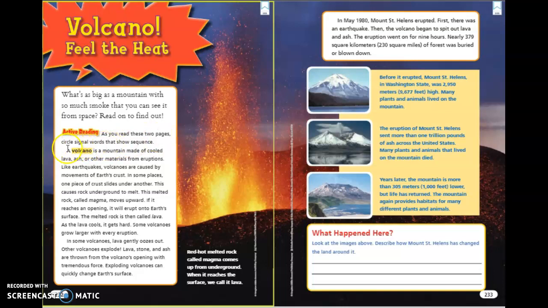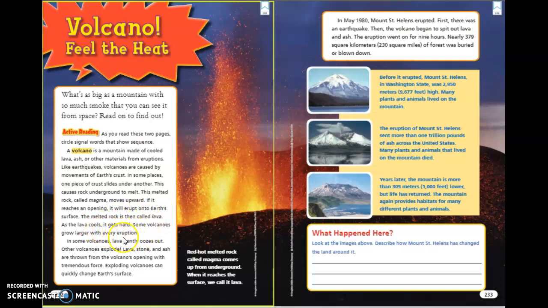Oh, here we go. We're going to start reading. A volcano is a mountain made of cooled lava, ash, or other materials from eruptions. Like earthquakes, volcanoes are caused by movements of Earth's crust. In some places, one piece of crust slides under another. This causes rock underground to melt. This melted rock, called magma, moves upward. If it reaches an opening, it will erupt onto Earth's surface. The melted rock is then called lava. As the lava cools, it gets harder.